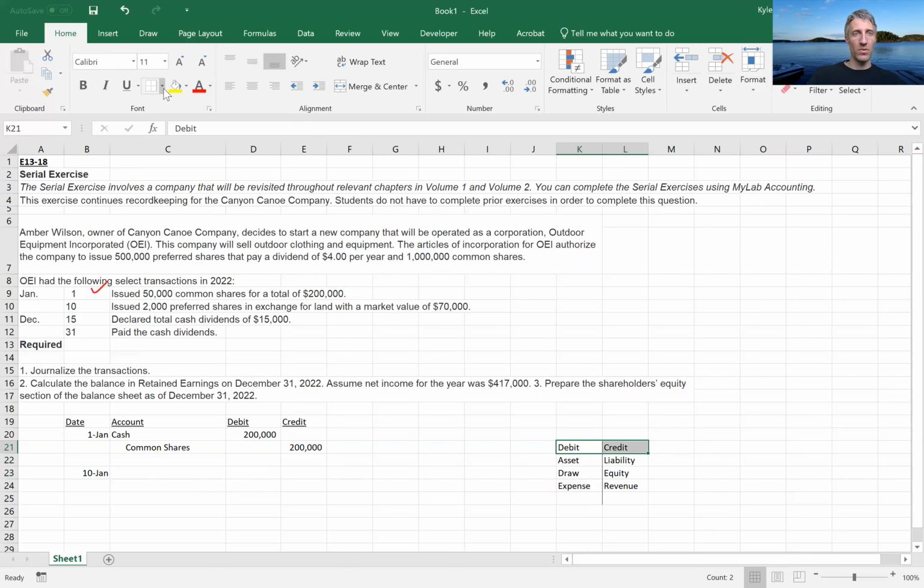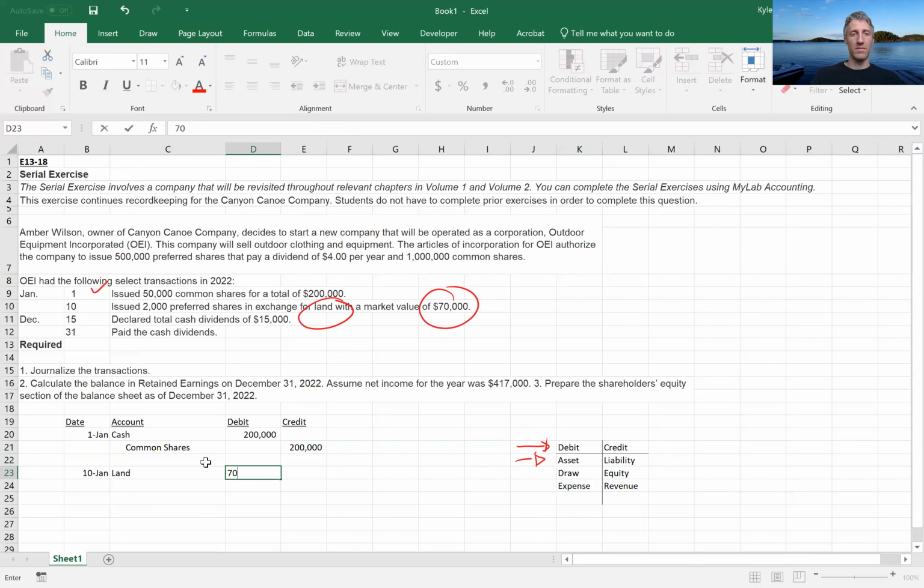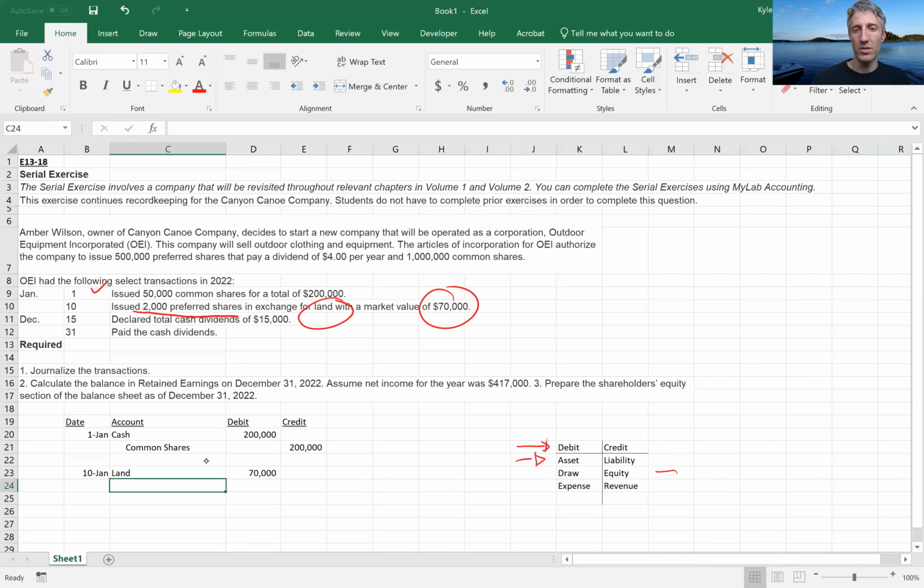So we know they're exchanging shares in order to acquire land, which is an asset. The market value of the land is 70,000. Since land is an asset, to increase assets, I debit asset. So here I'm going to debit land by 70,000. What are they doing? They're issuing shares, preferred shares. Preferred shares are a part of equity. So to increase equity, I'm going to credit equity.